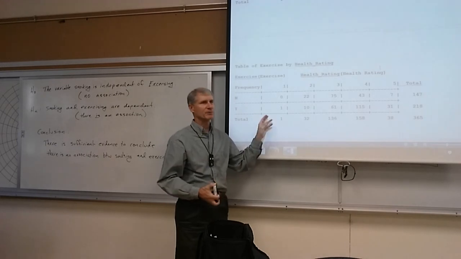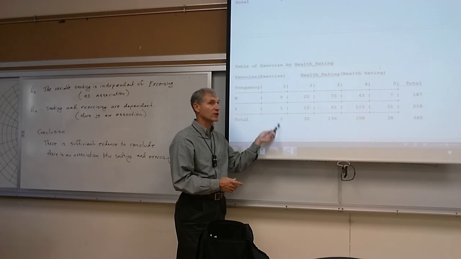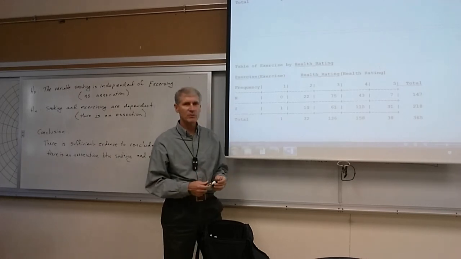All right? So if there's more than one row that doesn't equal 5, don't worry about the collapsing one. I'm not going to give you any like that, but just know that there are times when you don't get enough to do it.